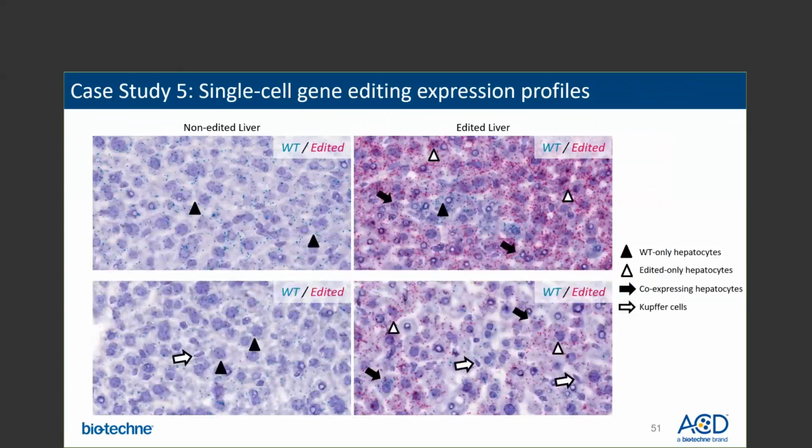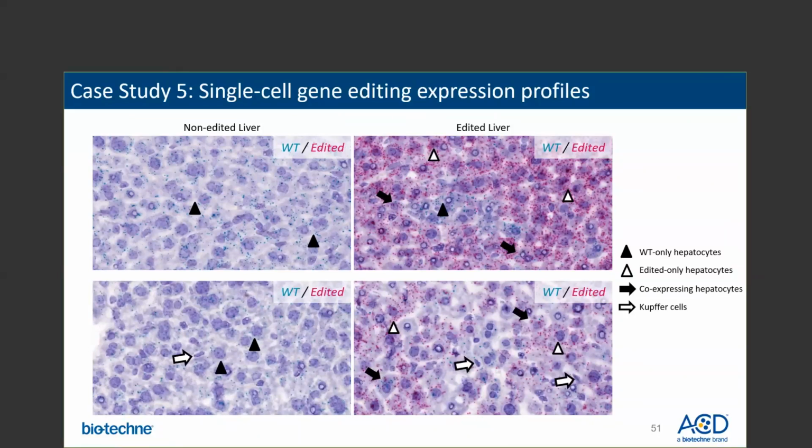These images depict how the BaseScope Duplex assay is used to study single-cell gene editing expression profiles in the edited and non-edited livers. The top left image shows vehicle-treated mouse liver tissue, which was stained with the wild-type probe in green and the edited probe in red. As you can note, there is only presence of wild-type sequence in the hepatocytes. In the top right image from a CRISPR-Cas9 treated liver, please note the presence of wild-type only hepatocytes as depicted by black arrowheads. The black arrows show the edited hepatocytes co-expressing both red and green dots.